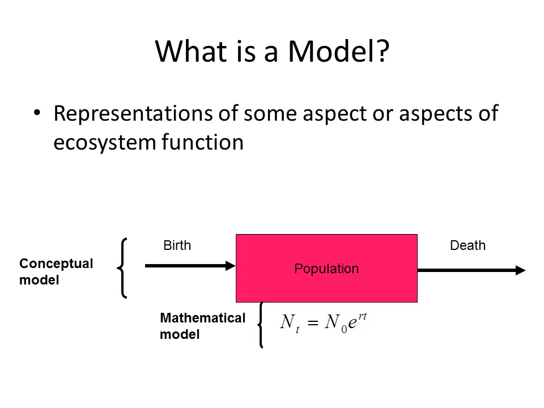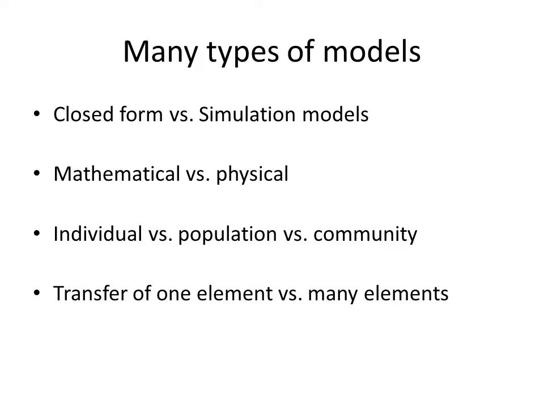Ecological models are representations of some aspect or aspects of ecosystem function. For example, here is a conceptual model of population. Additions to population are in the form of birth. Decreases in population are the result of death. The arrows here show these relationships. Also shown here is a mathematical model of population at a given point in time. There are many types of models, such as those listed here, which you can read about at your leisure.